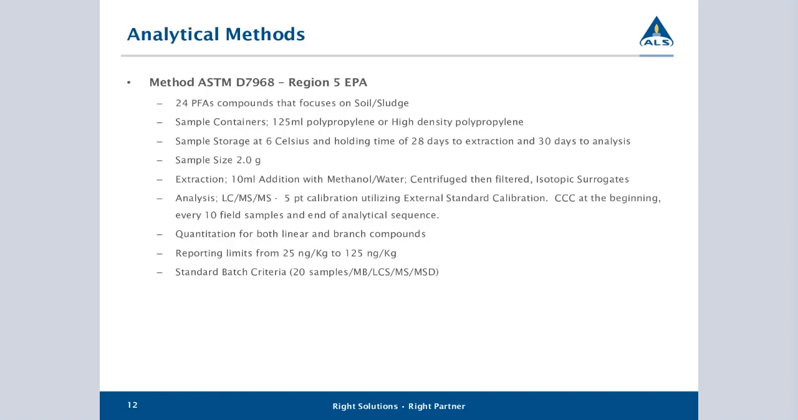use 2 grams and do a 10 milliliter addition of methanol water to leach the PFOS compounds out of the soil. And of course, that methanol water has your surrogates and internal standards, then it's centrifuged, filtered, and again, direct injected on the instrument. So there's no concentration step. Because there's no concentration step, again, you have higher reporting limits. Quantitation is consistent with the other methods, and the standard batch is also consistent with the other methods.